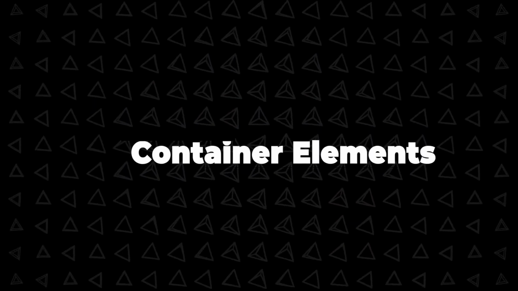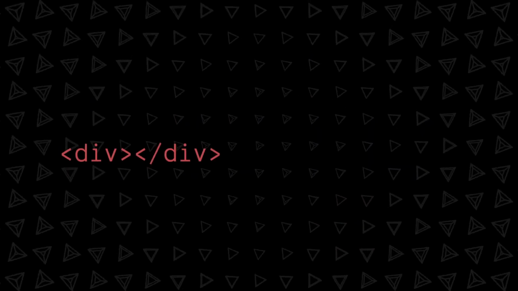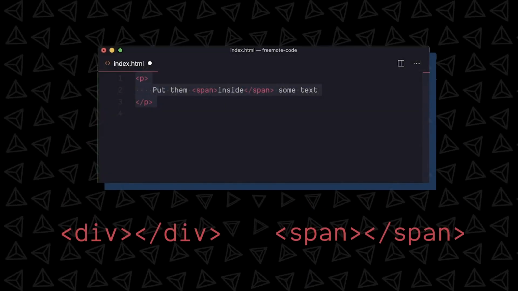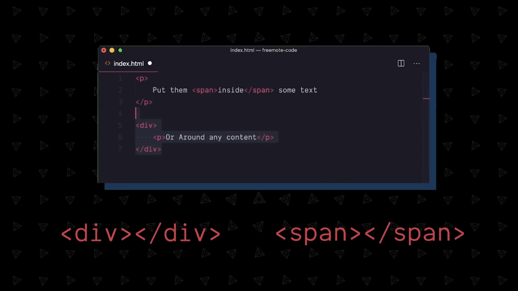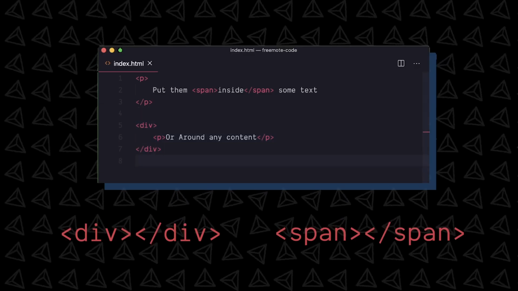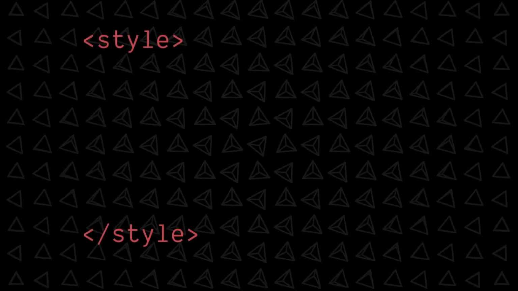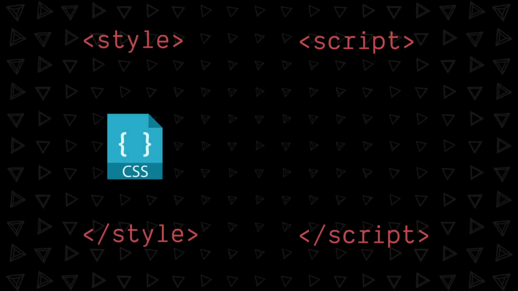Okay, let's talk about container elements. You can put stuff inside a div or a span and then style or select this container. Spans are for inline text and divs are for sections, but an anti-div movement has actually emerged. More on that soon. Last up, we've got style and script tags, which flips the language you're writing between the tags.